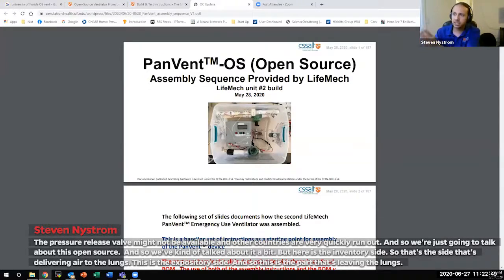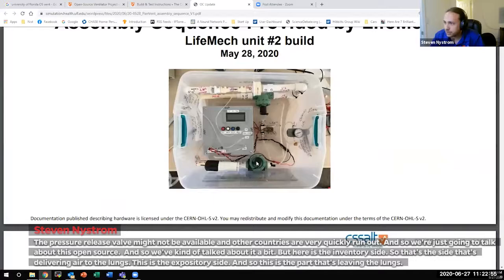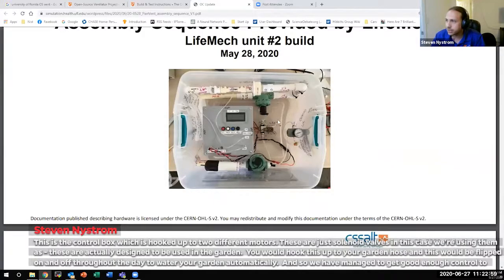And so we're just going to talk about this open source vent. We've kind of talked about it a bit, but here is the inspiratory side, the side that's delivering air to the lungs. This is the expiratory side, the part that's leaving the lungs. This is the control box, which is hooked up to 2 different motors.